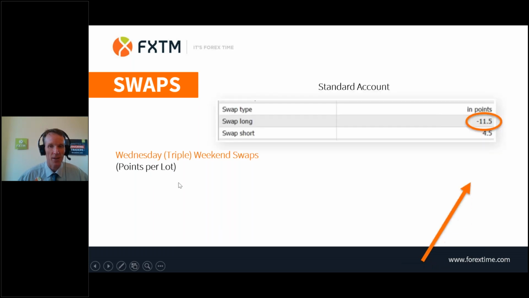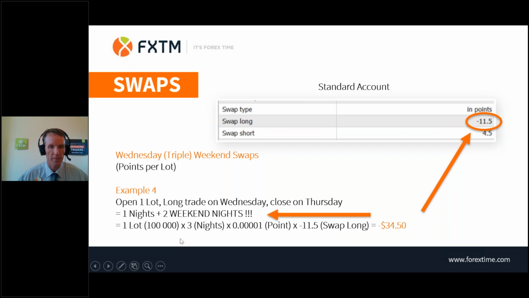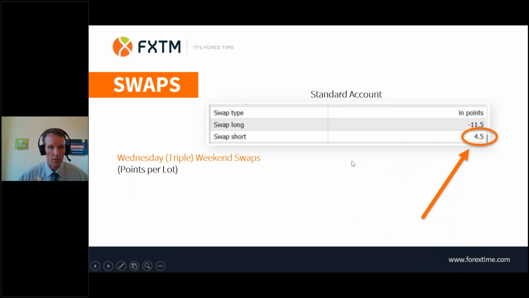Okay, but if you had a long position, then it's the opposite. One position, open it long on Wednesday, closed it on Thursday, so it's Wednesday night. But because it's Wednesday night, there's swaps involved. So you get the weekend swaps added. And then you pay 34 for that position. Right. So it's important this. If you've got long positions and it's open.